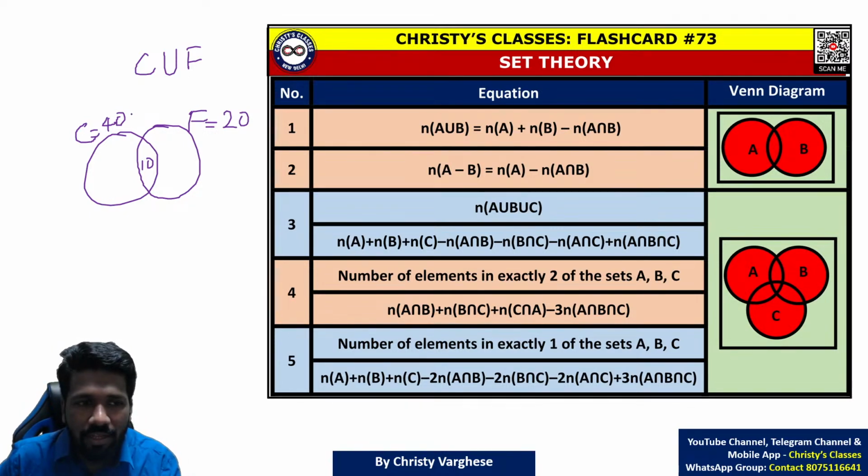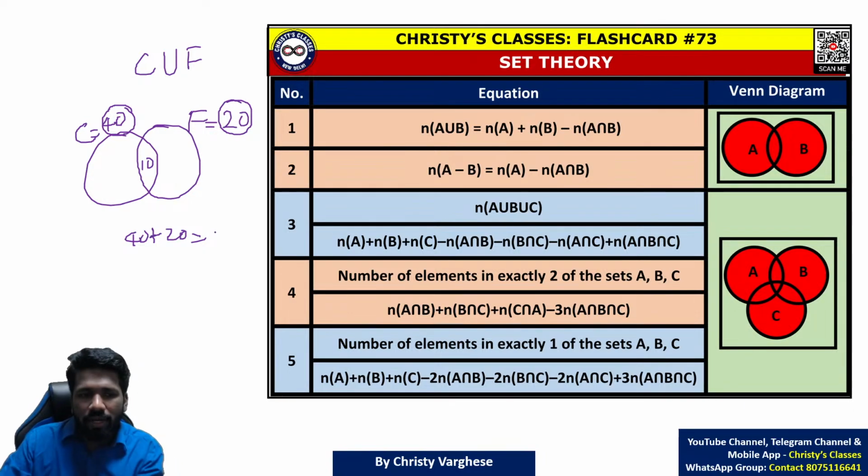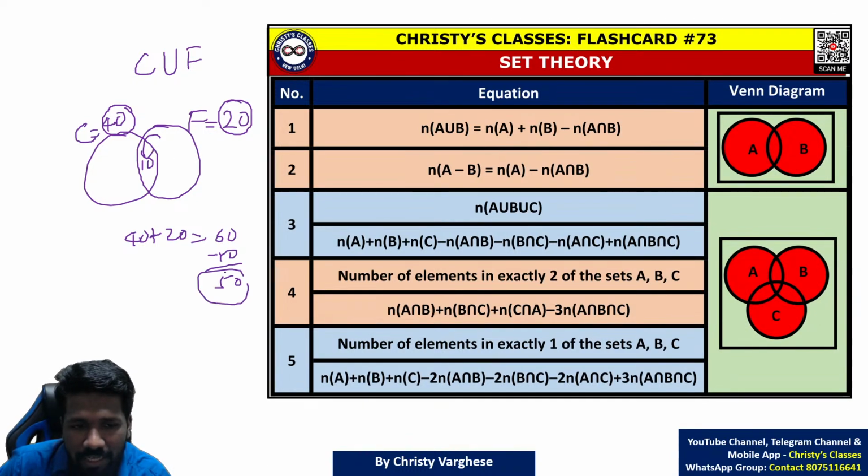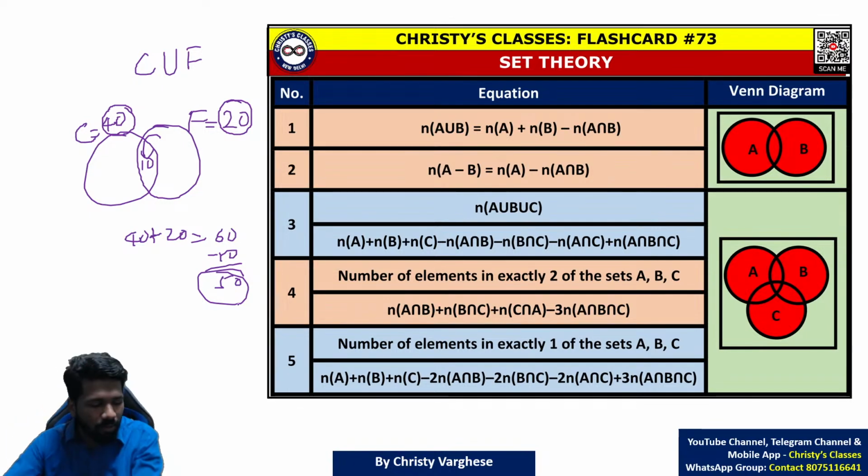For that, 40 people cricket, 20 people football, 40 plus 20, 60 people would have been there if there are no numbers that are double counted. But this 10 is counted twice, na? That is why you have to remove that 10. Removing that 10, you will get 50. This is called principle of inclusion and exclusion.